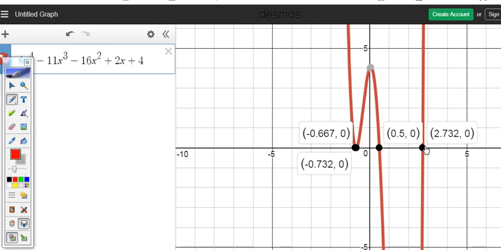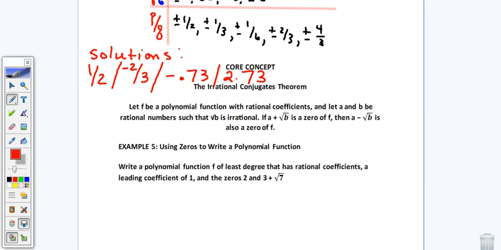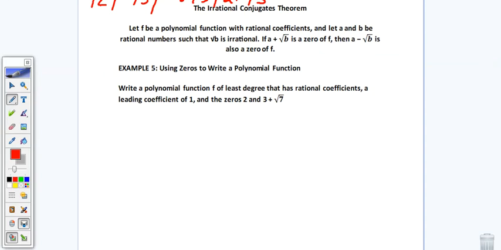Now I want to back up on that calculator. That 2.732 and that negative 0.732 came from 1 plus or minus the square root of what? I think it was 3, wasn't it? All right, let's talk about that because that's a pretty big idea here. This last example I want to talk about is pretty easy, but there's some pretty important stuff in here.